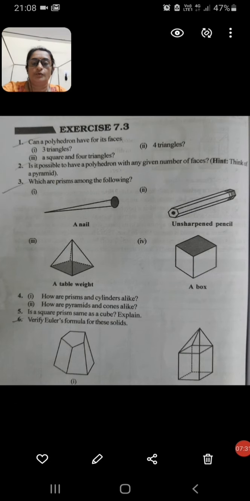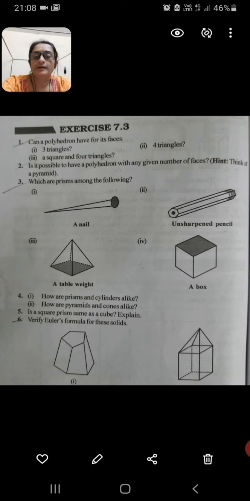Let us go to exercise 7.3. Now here the first thing which you have to learn, that is a new term, polyhedron. Children, you know that the different figures which are made up of line segments are called polygons. So a 3-sided polygon is called a triangle, a 4-sided polygon is called a quadrilateral, a 5-sided polygon is called a pentagon. So like that different sided polygons have different names.